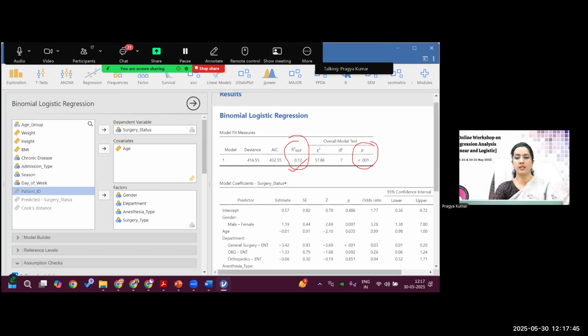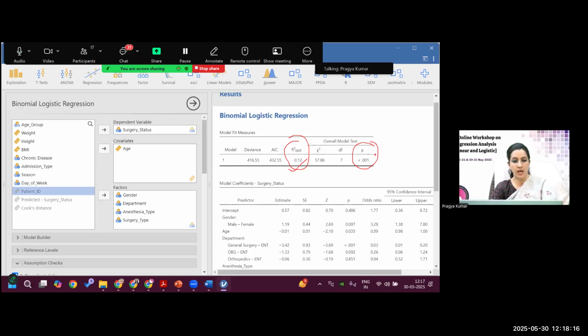This model is saying that if you don't keep any variable, and if you keep these variables as predictors, then there is an improvement over the null model. What do you mean by null model? Null model means you don't have any predictor variable to predict the surgery. But if you have these predictor variables, there is a 12% improvement over the null model. That's how we interpret the R square here. It is not in terms of variance, the way we did in linear regression.